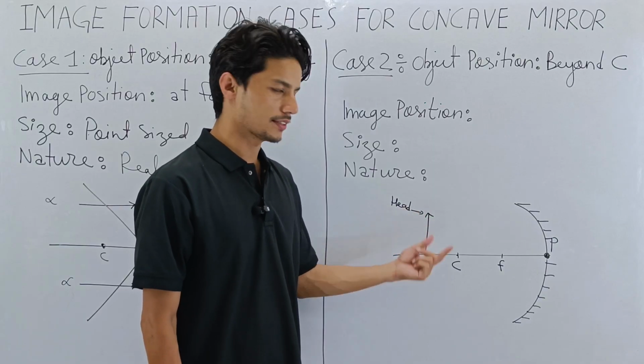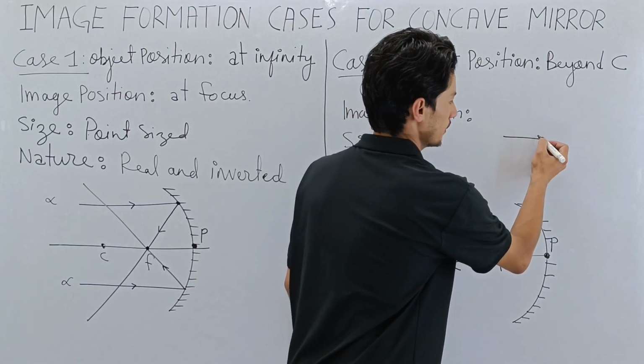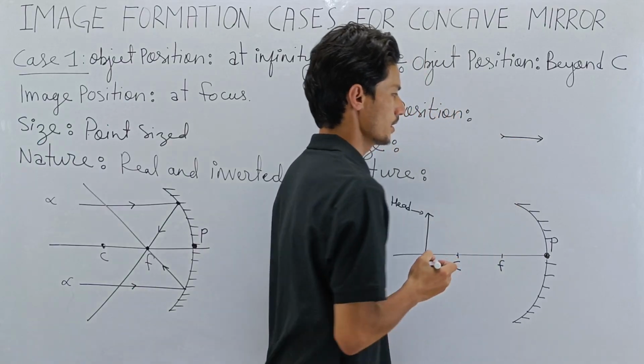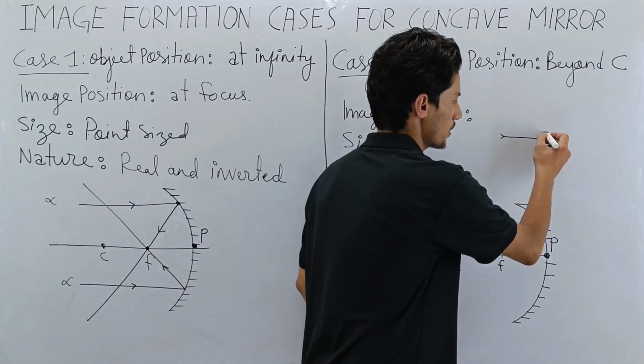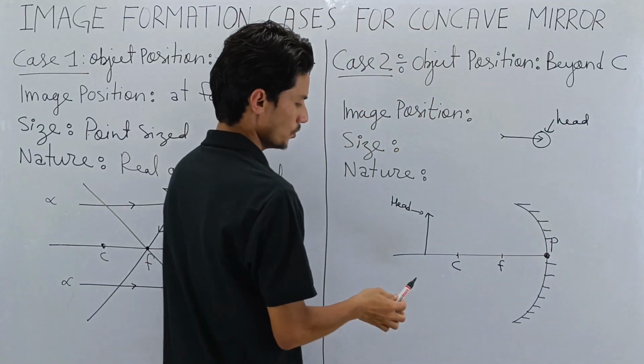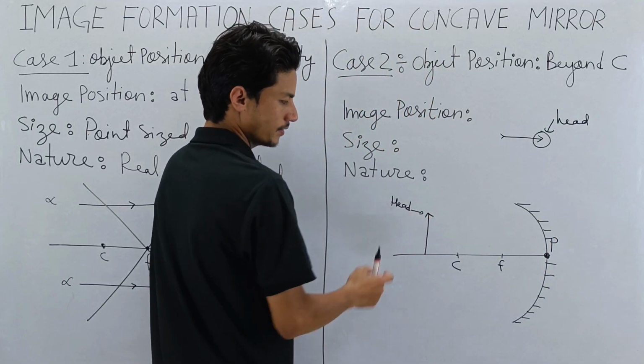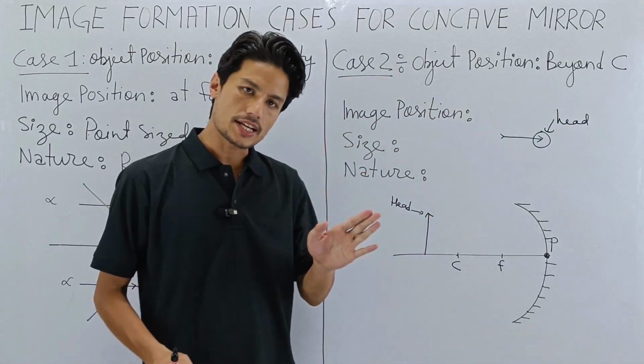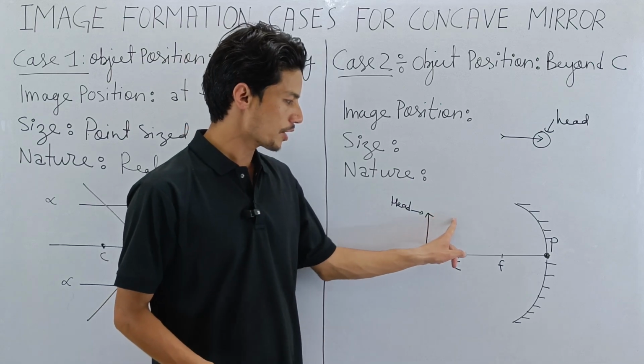This is called the arrowhead. Every arrow has got a head like this. Arrows are drawn like this. So this part is called the head. So this is the arrow, and this is the head. And remember, the light rays we will be drawing from the arrowhead.